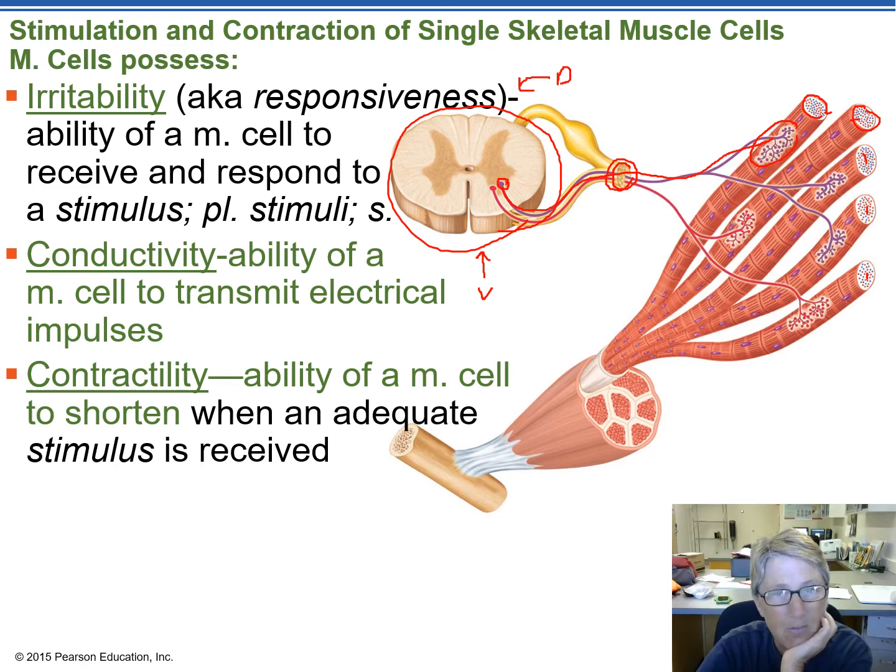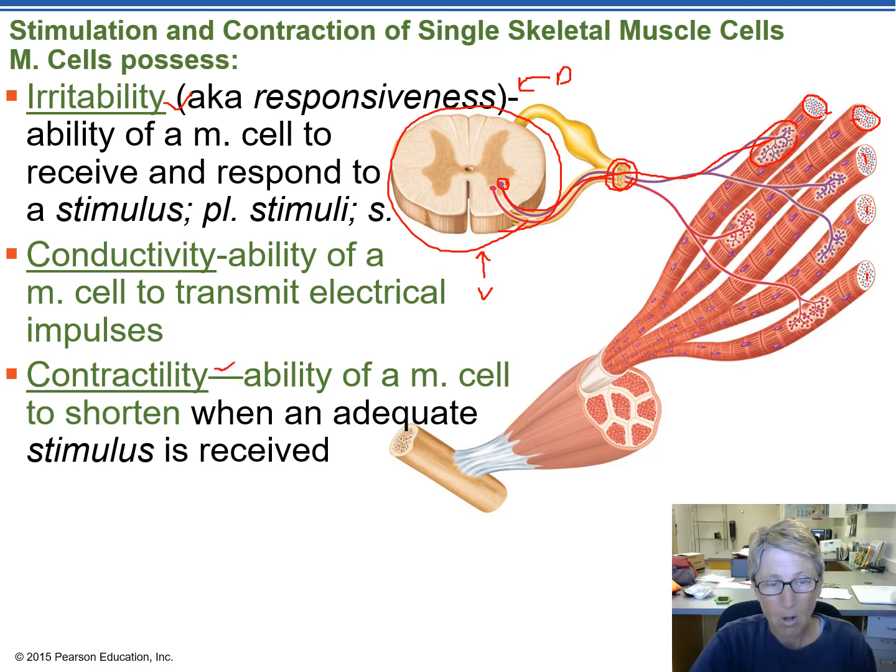They possess different characteristics. The first one is irritability. That is the ability of a muscle cell to receive and respond to a stimulus. So the stimulus being the electrical signal and neurotransmitter that comes from this motor neuron. Muscle cells also possess the characteristic of conductivity, so that's the ability of a muscle cell to transmit electrical impulses, aka action potentials.